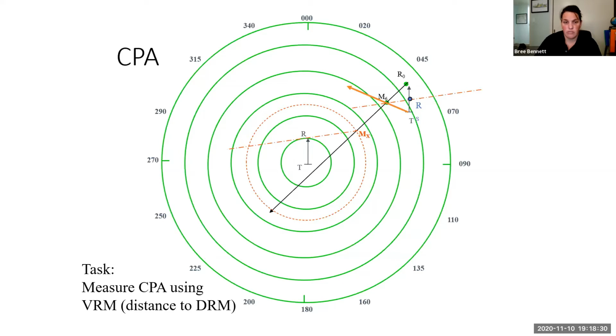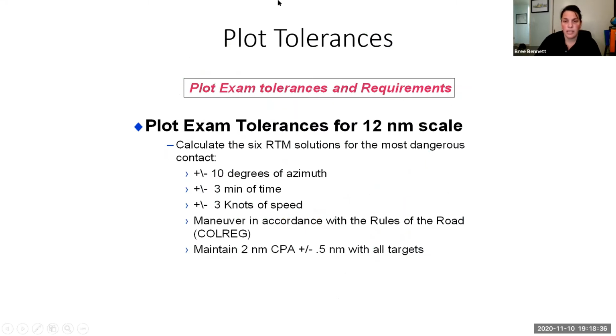We already did direction relative to motion. We already did CPA. I don't know why it's doing it again. Okay.